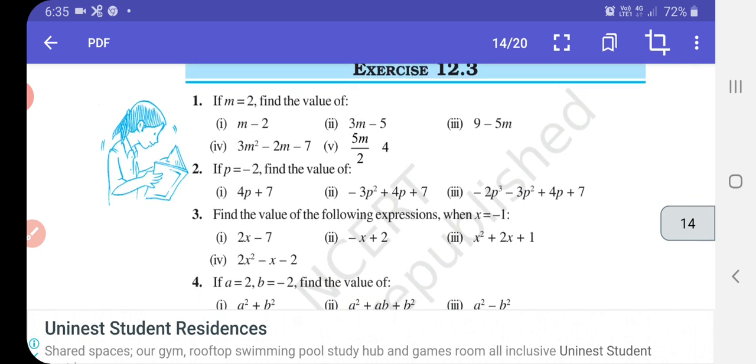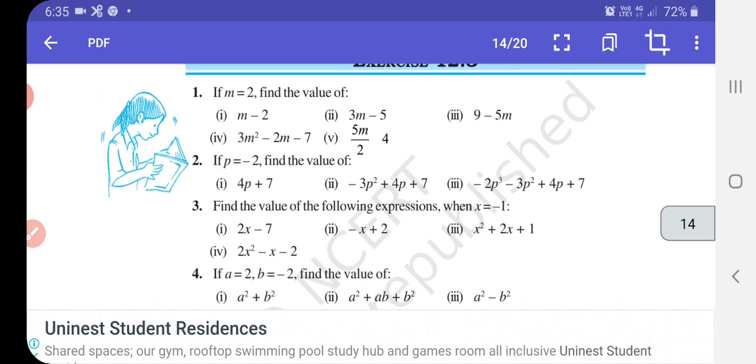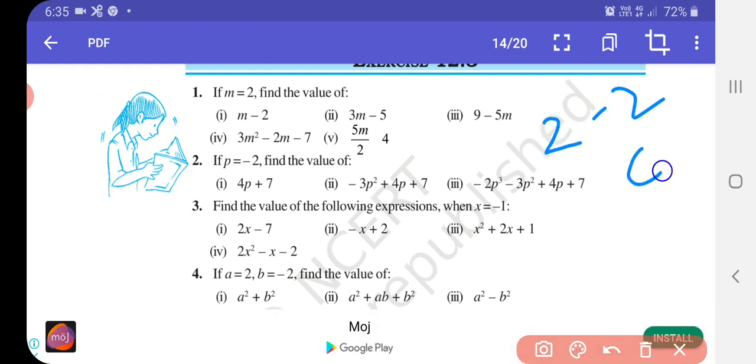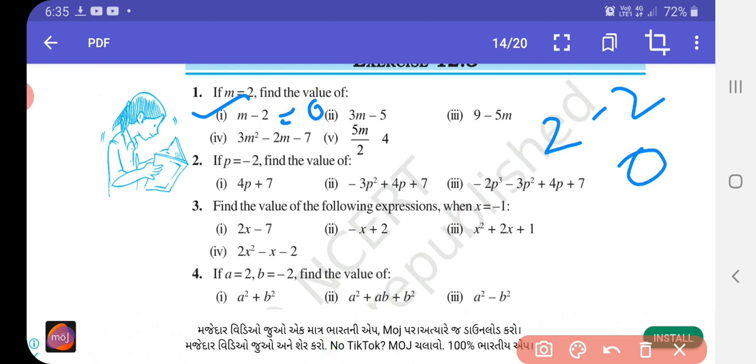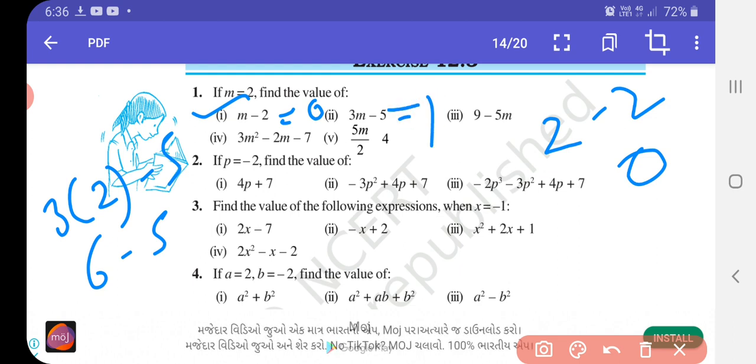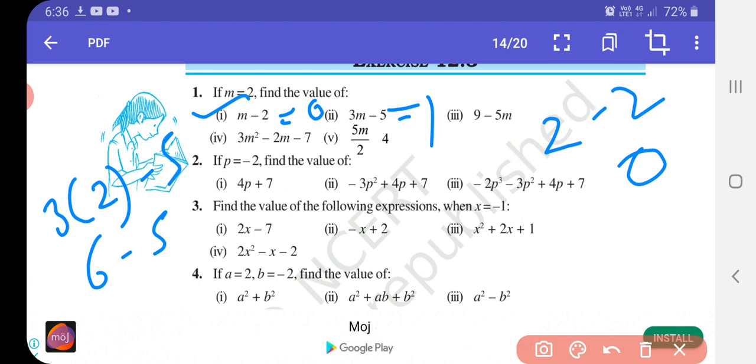m is equal to 2, find the value of m minus 2. So what you do, put the value, 2 minus 2, it becomes 0. So the first answer becomes 0. Now 3m minus 5, 3 into 2 minus 5, that is 6 minus 5, so it becomes 1. Okay, so this type you have to solve. 9 minus 5m, 5 2s are 10, 9 minus 10, that is minus 1.